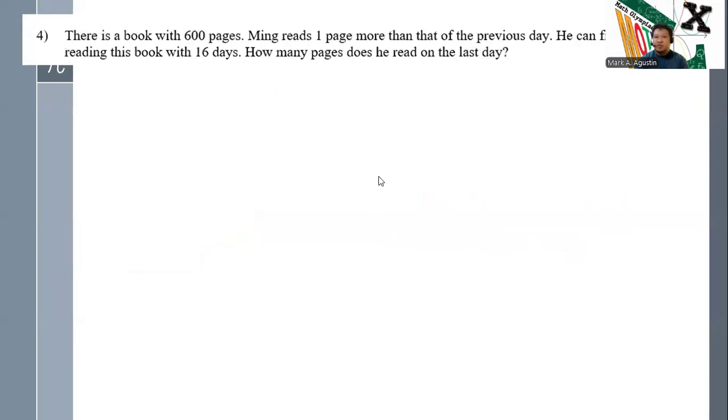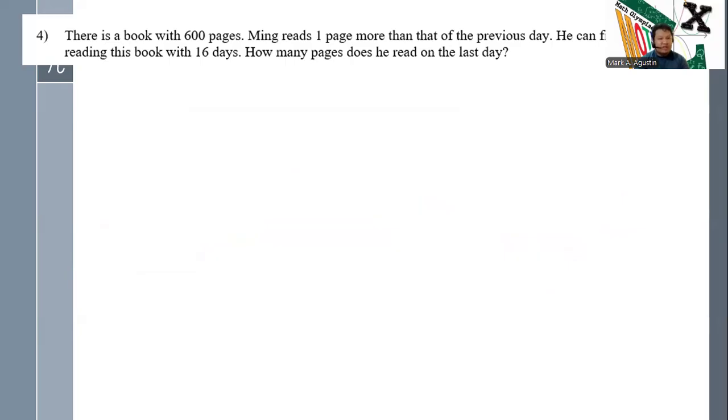Okay, here, there is a book with 600 pages. Ming reads one more page than the previous day. If he can finish reading this book within 16 days, how many pages did he read on the last day?